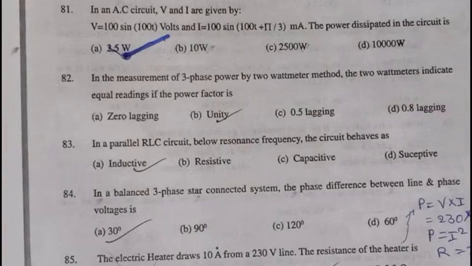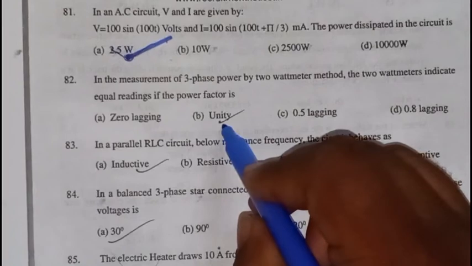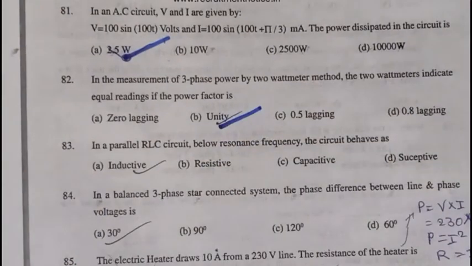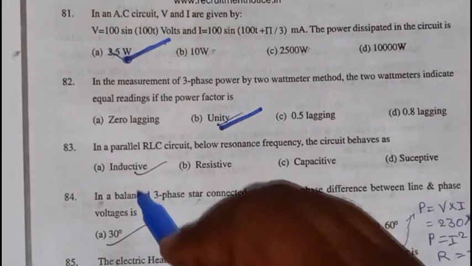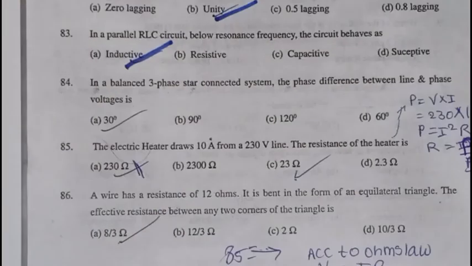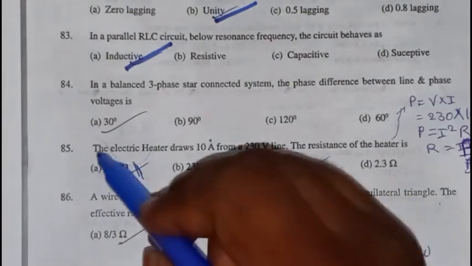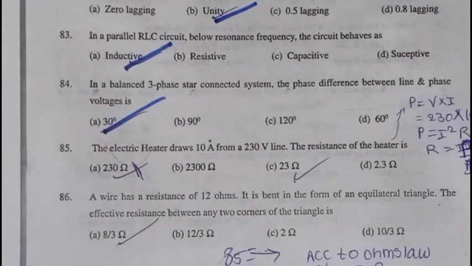Question number 82. In the measurement of 3-phase power by the 2 wattmeter method, the 2 wattmeters indicate equal readings if the power factor is. Answer: unity. Question number 83. In a parallel RLC circuit below resonance frequency, the circuit behaves as inductive. Question number 84. In a balanced 3-phase star connected system, the phase difference between line and phase voltage is 30 degrees.